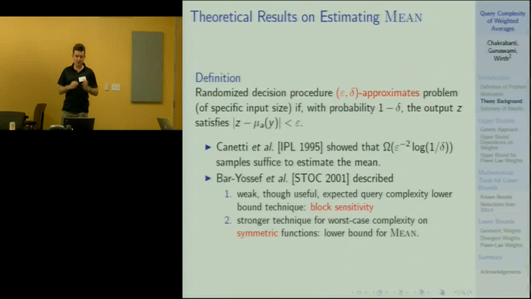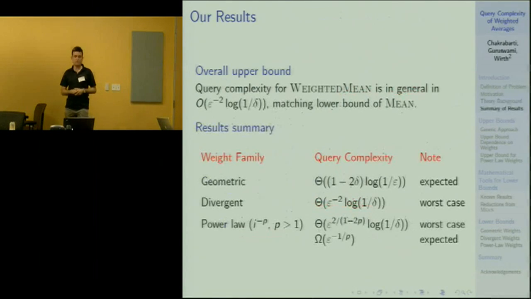Now, as well as this 1995 result, Zidbar Yosef, who's also a Google person, though not here, described two things in a paper in 2001. One is block sensitivity, which says, okay, there's certain parts of the input that we haven't looked at, and I'll explain more about that later. And also, they talked about another technique for getting a lower bound on the mean, which relates to some work by some statisticians originally. Okay, so let me show you what we did.